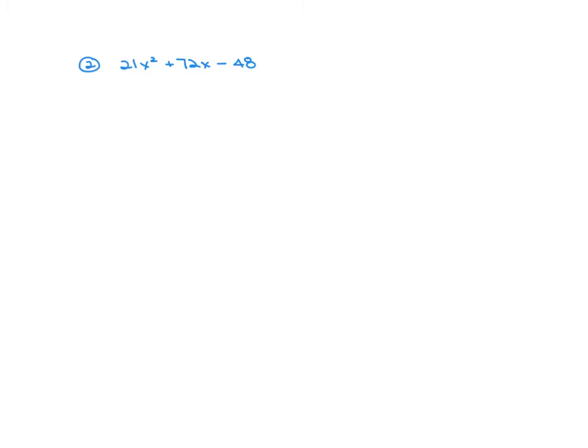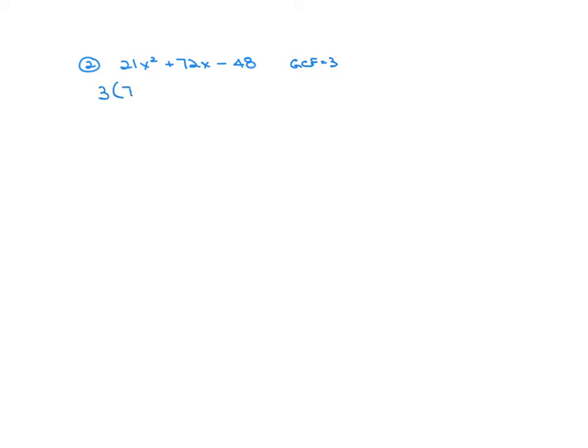All right, here's the second quadratic that we're going to try to factor. I need to split the middle term, but before I do anything, I'm noticing 21, 72, and 48. I know they're all multiples of 3. So just like any other factoring, factor out a GCF if there is one before you get going. In this case, my GCF is 3, so I'm going to factor that out.